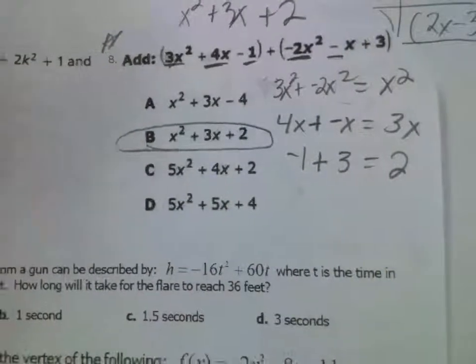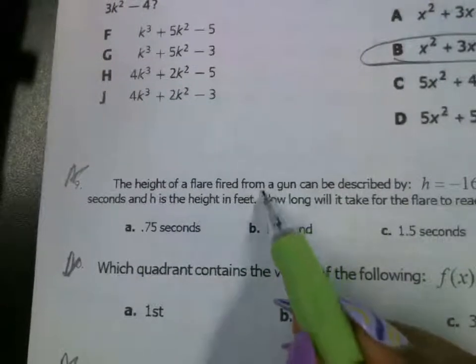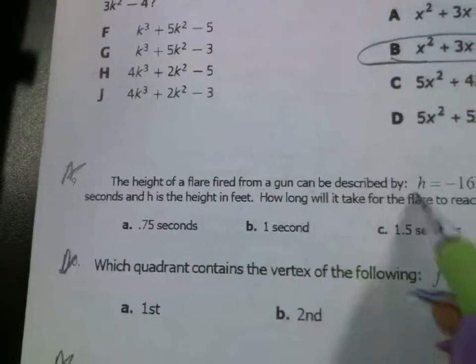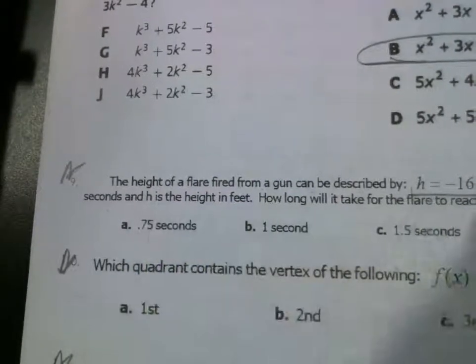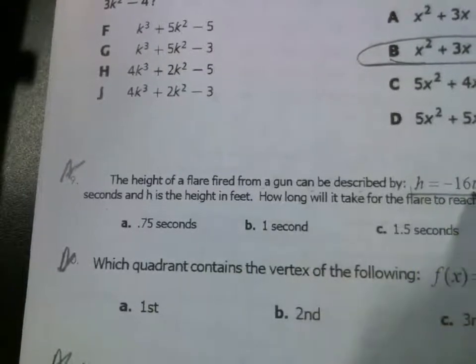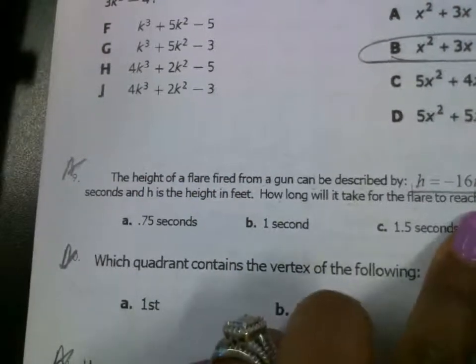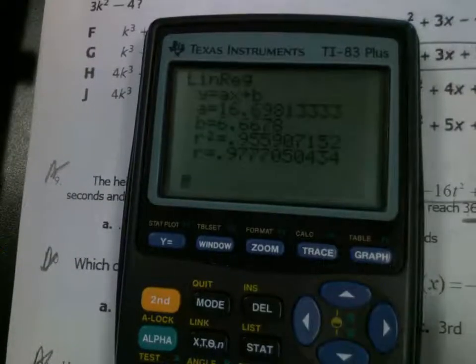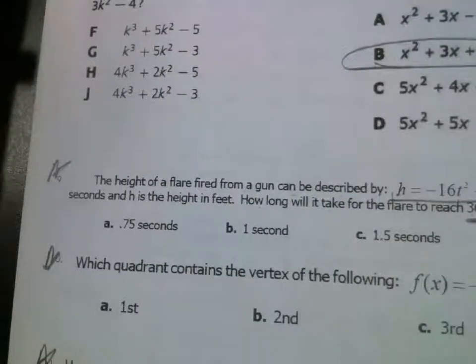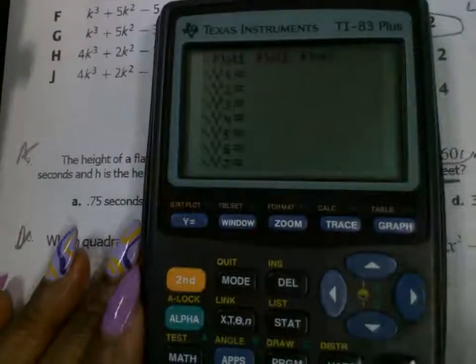All right, let's look at this one. It says the height of the flare from the gun can be described. This is a quadratic function where t is the time in seconds and h is the height. So this is the total height and this is the time in seconds. How long will it take for the flare to reach 36 feet? So this is when h is 36. I can't just substitute, because 36 feet would have to be where this is equal to 36. So you have to type this in to figure the answer out.